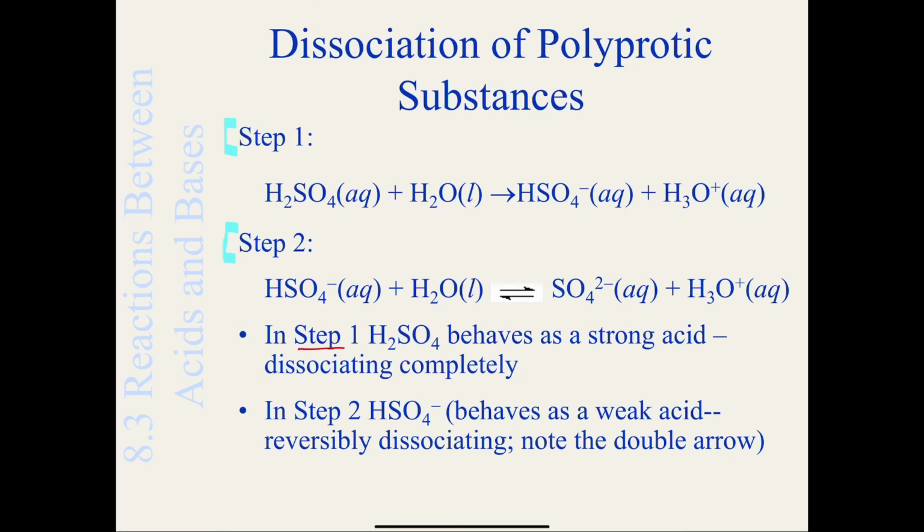In step 1, the sulfuric acid behaves as a strong acid. It's one of the strong acids that you should have memorized, and it's going to dissociate completely, and that's why we use the one-way arrow. In step 2, the hydrogen sulfate, which is not one of our strong acids, is going to behave as a weak acid. And that means it's only going to partially dissociate, and that's why we use the reversible arrows shown here.